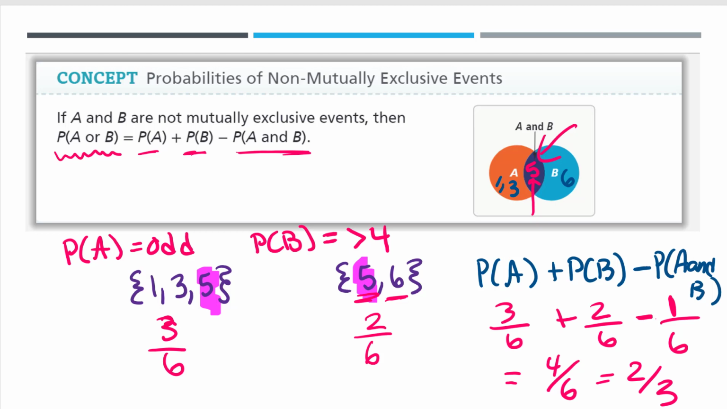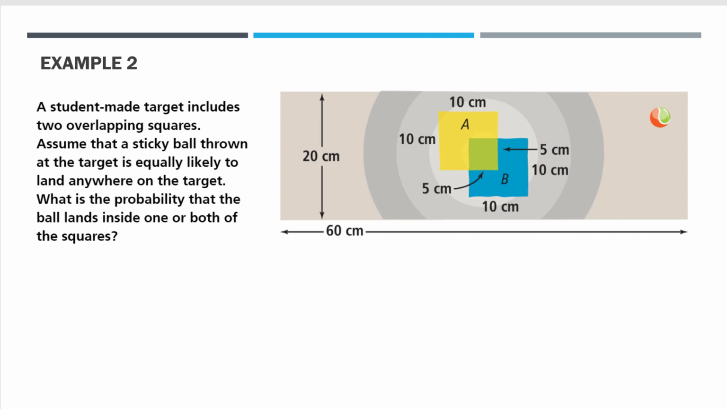So again, with non-mutually exclusive events, we have to subtract that middle overlapping outcome because we've counted it twice. A student-made target includes 2 overlapping squares. Assume that a sticky ball is thrown at the target and it's equally likely to land anywhere on the target. What is the probability that the ball lands inside one or both of the squares?